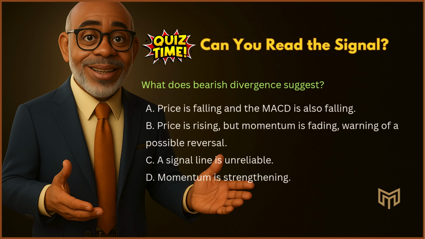Question 9. What does bearish divergence suggest? Is it A, price is falling and the MACD is also falling? B, price is rising but momentum is fading, warning of a possible reversal? C, the signal line is unreliable? Or D, momentum is strengthening? Think about what it means when price and momentum stop telling the same story.